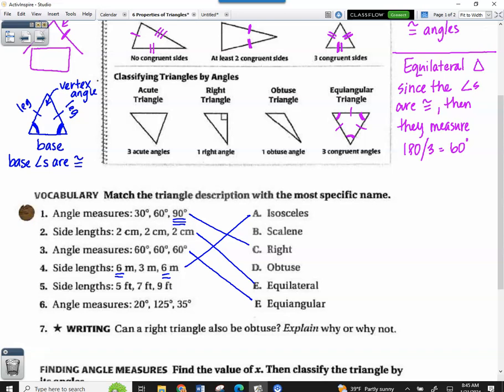What if the sides measure 5, 7, and 9? Scaling. Can more of y'all try to pitch in? She's carrying the whole weight. What if the angles measure 20, 125, and 35? Notice right here, this angle is more than 90, so that means it's an obtuse triangle.